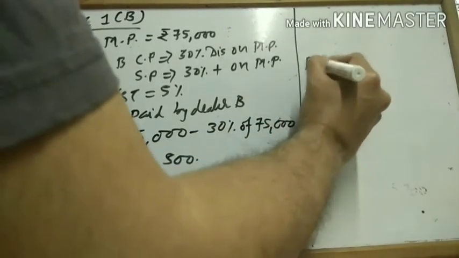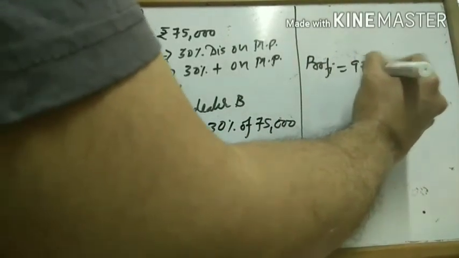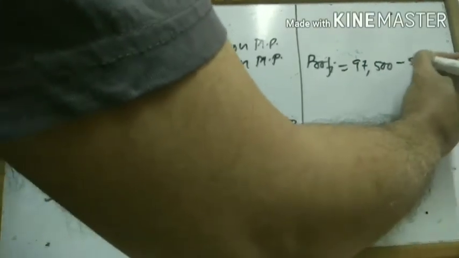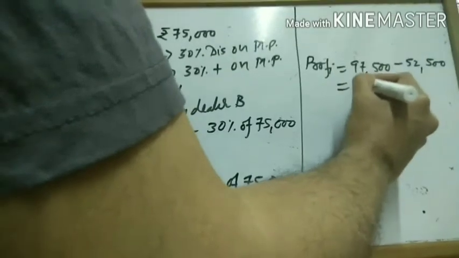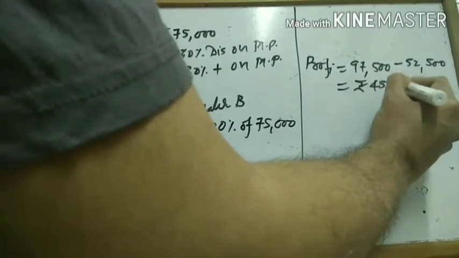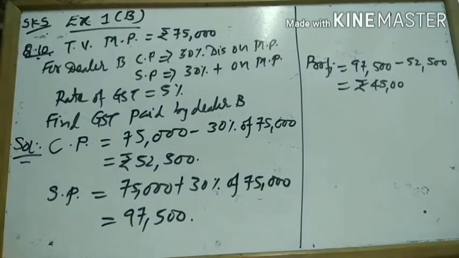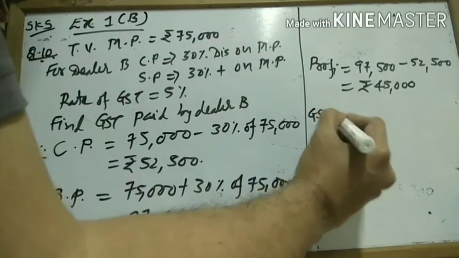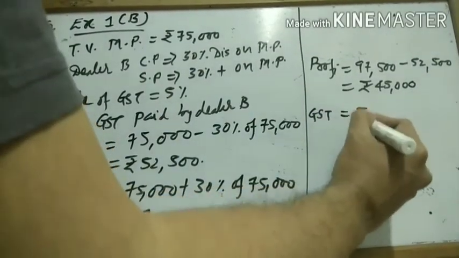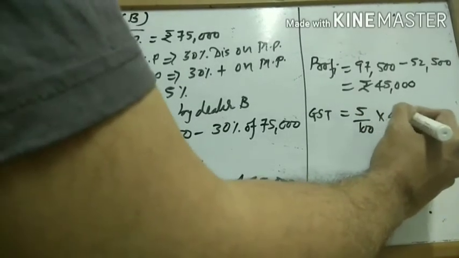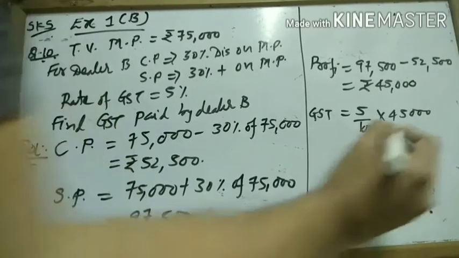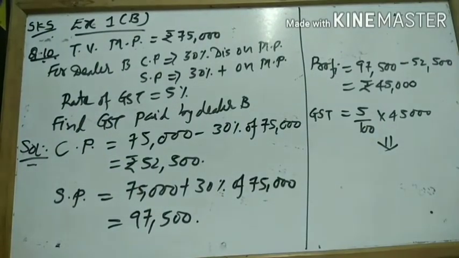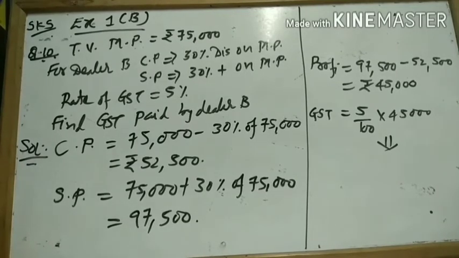I told you we are talking about just dealer B, and because they have asked everything about dealer B, now I will find out profit for dealer B. It is 97,500 minus 52,500, and if you calculate this, it becomes rupees 45,000. Now we have to find out GST paid by dealer B. GST rate is given to us as 5%. So 5 upon 100 into 45,000. That will be GST paid by dealer B. So very important again, whatever GST we pay to the government is on our profit. And GST is always calculated on selling price.